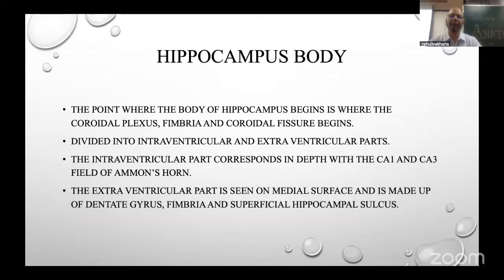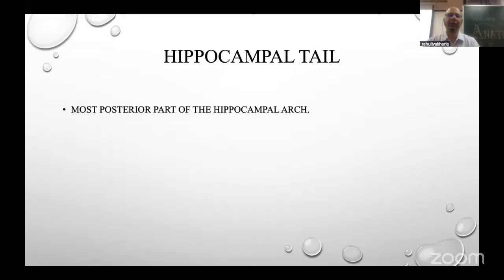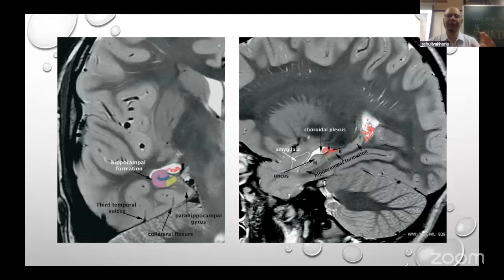The hippocampal body again is divided into two divisions, the intraventricular and extraventricular components. The intraventricular part corresponds to the depth of the CA1 and CA2 fields of the hippocampus, and the extraventricular part is the medial surface and is made up of the dentate gyrus, fimbria, and subiculum. Okay, now I'll show you on the images, right?